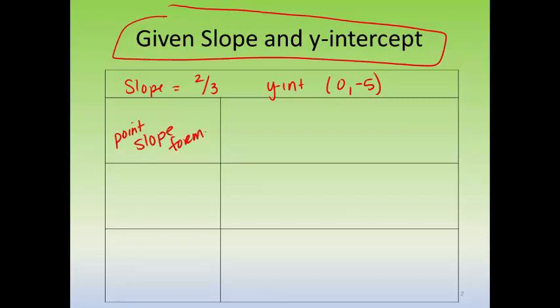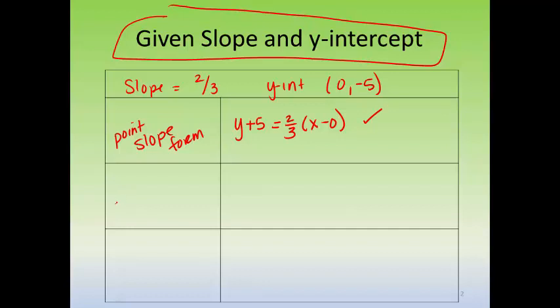Okay. So this is point slope form. Since I have a point and I have a slope, now you're like, well, I don't have a point, I have a y-intercept. Yes, but my y-intercept is a point. Okay, so I'm going to write this as y plus 5 equals my slope times x minus 0. Right? So this actually qualifies as the equation of this line.